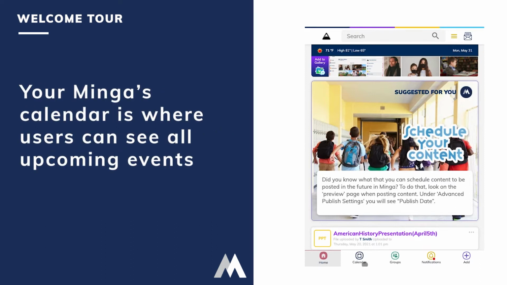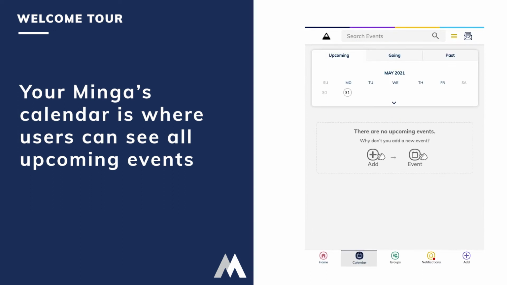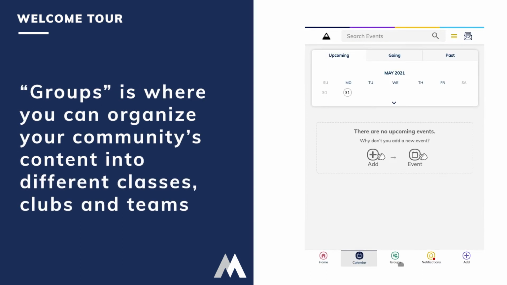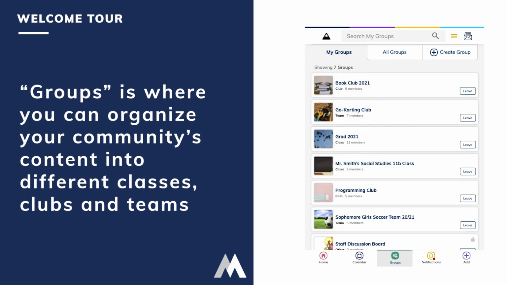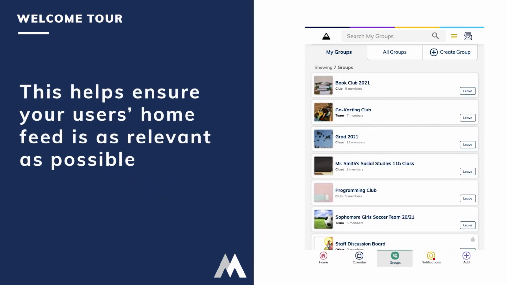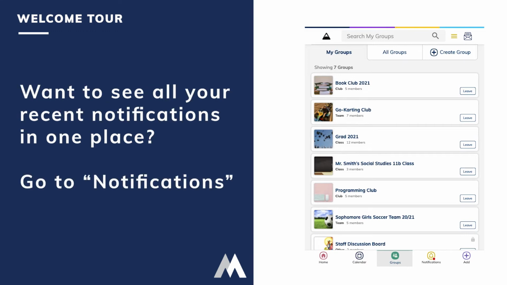Your Minga's calendar is where users can see all upcoming events. Groups is where you can organize your community's content into different classes, clubs, and teams. This helps ensure your user's home feed is as relevant as possible. Want to see all of your recent notifications in one place? Go to Notifications.